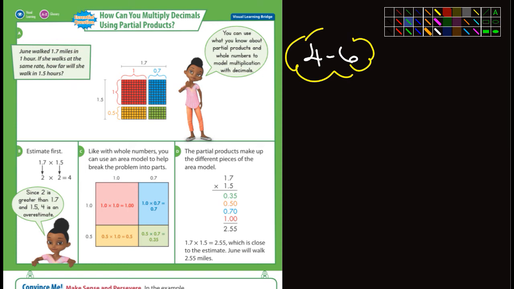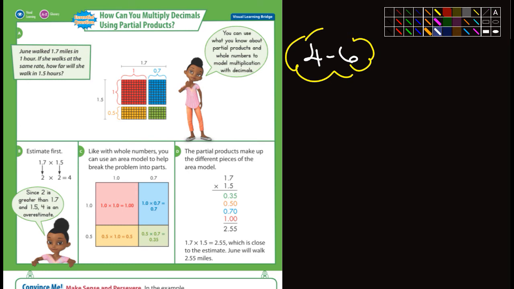Anyway, so this is 4.6, and we're talking about partial products again. And we did partial products a few weeks back. So here's the problem. It's 1.7 times 1.5. This is what they're talking about here. It says June walks 1.7 miles in 1 hour, and if she walks at that same rate for 1.5 miles, how far will she walk?